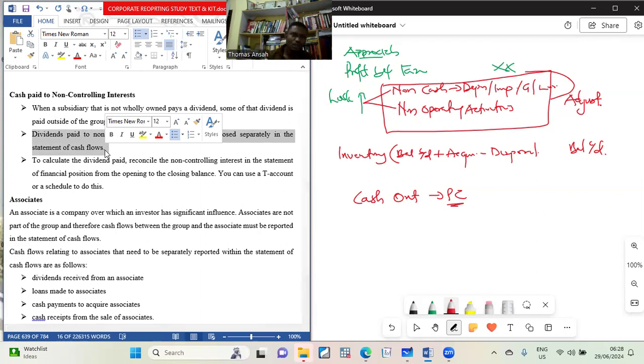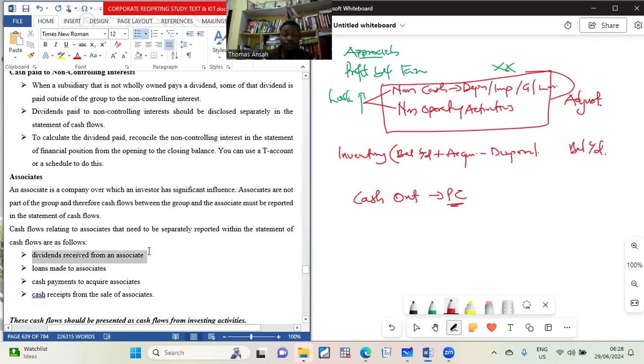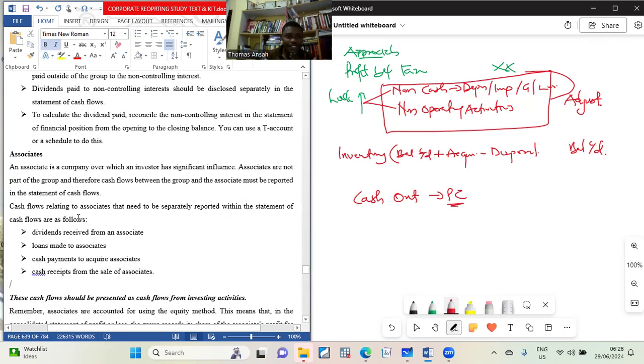All right. So the one that is only the investing activity is the dividend coming from your associate. These are the cash flows also from the associate. Dividend received is from the associate. You will learn how to find that. Loan made to associate is also a cash outflow. Cash payment to acquire the associate is a cash outflow. Cash received from sale of an associate is also a cash inflow. So all these things, since it's about an associate, will all be dealt with in the investing activity.